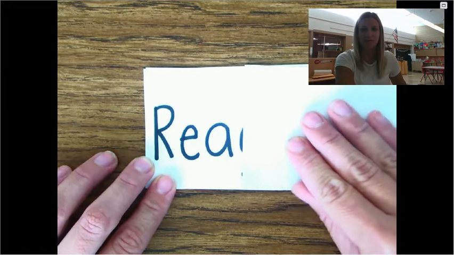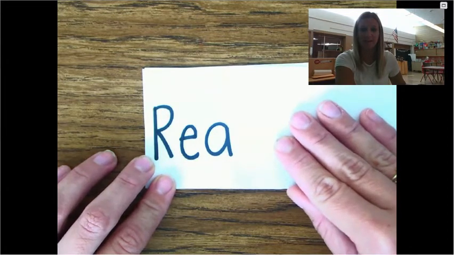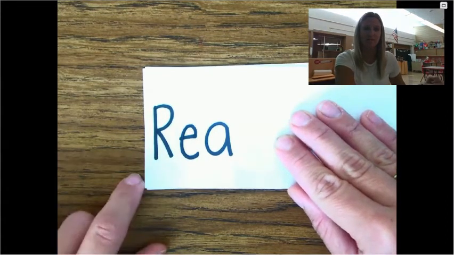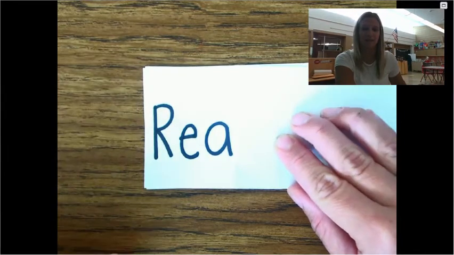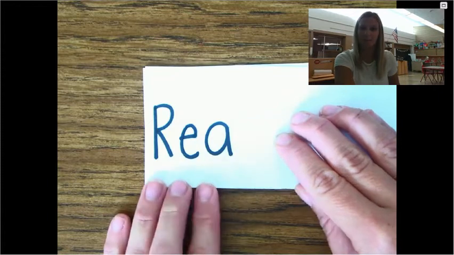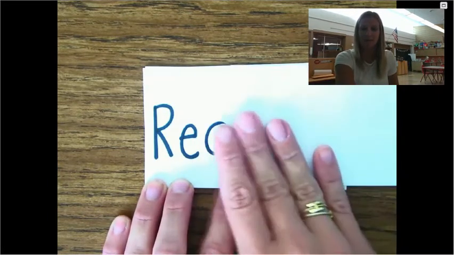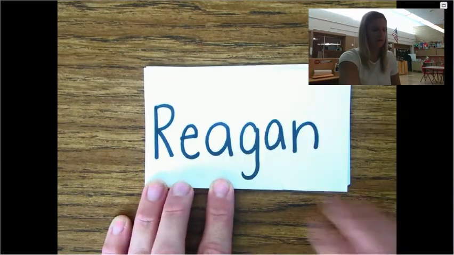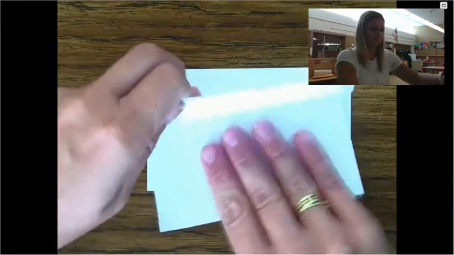Next letter, what do you see? Your child may say, I see the letter A. So you may start saying the sounds and blending them. A, Ray. And they might be like, Reagan, that's me. You can show them the whole word. Then you're going to go to the next one.